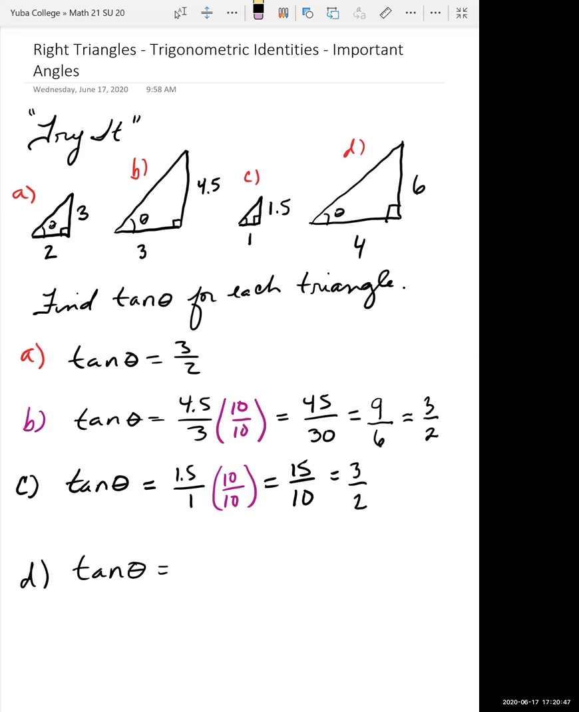Okay, so D, what do we get? Tangent theta is also 3 over 2. 6 over 2. 6 over 4, but it reduces to 3 over 2.